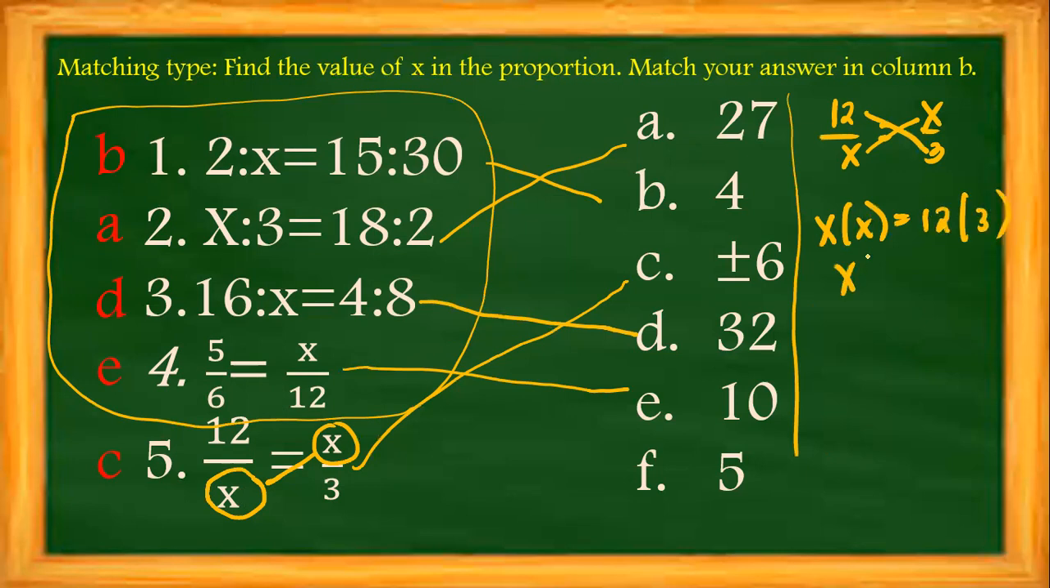X times x is x squared. 12 times 3, the answer is 36. So we have to eliminate the square here with the opposite of x squared, and that is square root. So we have x equals the square root of 36, that is positive and negative 6. That's why we get positive and negative 6 here. And that is letter C for number 5.